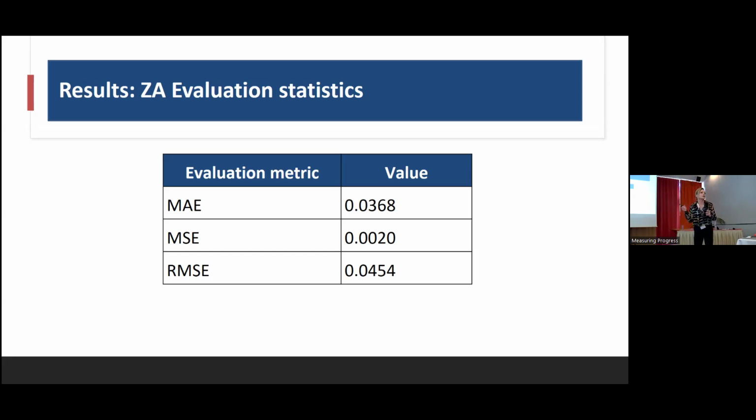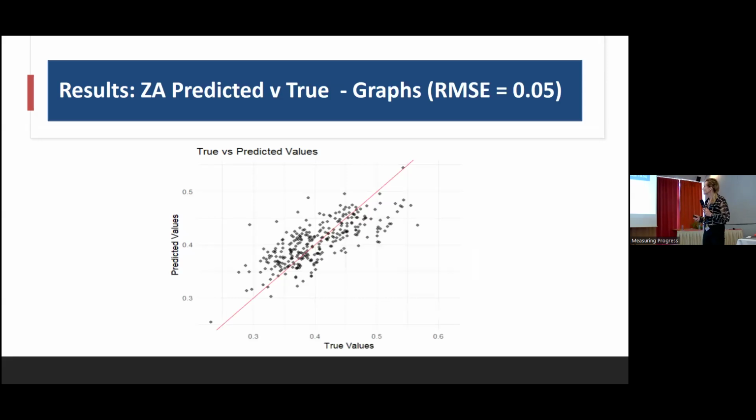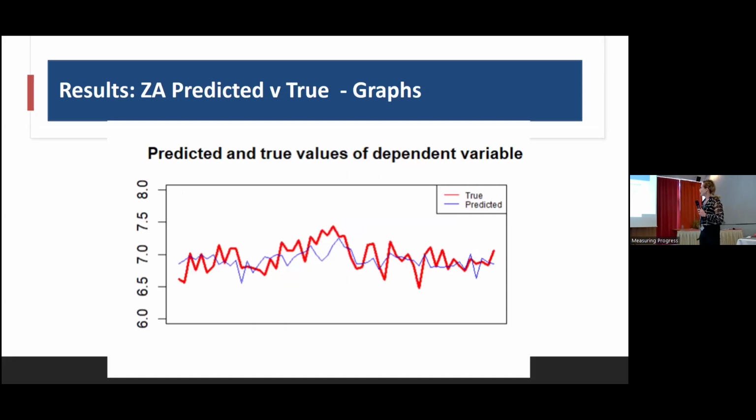We wanted 0.01. The smaller you get it, the better the fit. But that's what we got. So there's our predicted against true happiness. And once again, just showing you the equation.